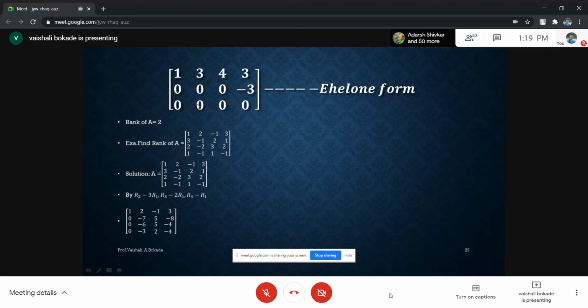Remember, though I'm having 0 at the 2 2 place, I can't use any row transformation to convert this element to 1. I'm not having any row transformations here, so I'll keep it as it is. This is directly in echelon form, and the rank of this matrix is the number of non-zero rows, which is 2.